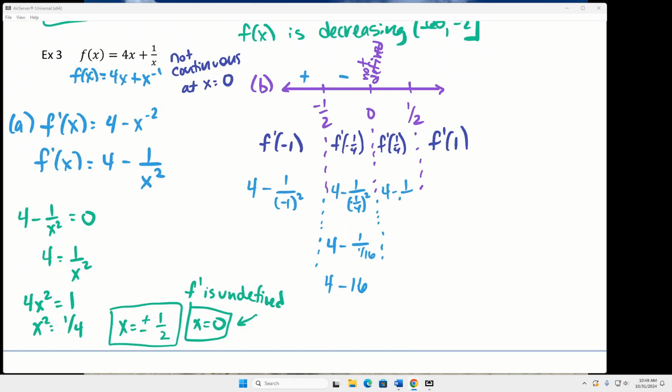So what's going to happen when I put in positive 1/4? Is it going to be the exact same? Yeah. And then when I put in positive 1, it's going to be the exact same as when I put in -1. Okay. And then I'm going to just draw my little arrows.